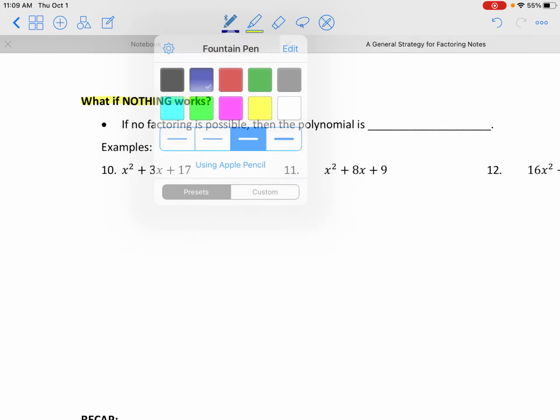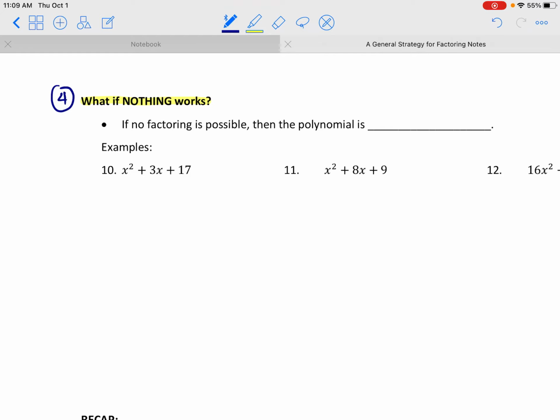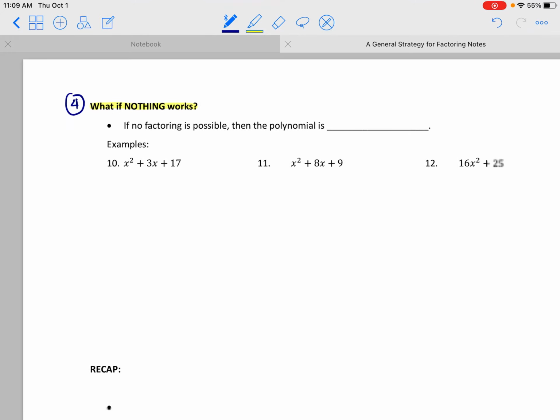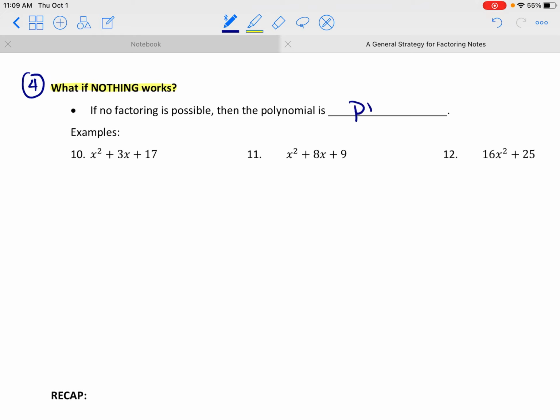Lastly, so let's call this number 4, okay? If nothing works, if no factoring is possible, that means the polynomial is prime, and this really should be the last resort, okay? So sometimes it's obvious that your polynomial is prime.